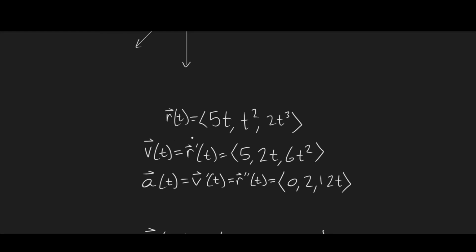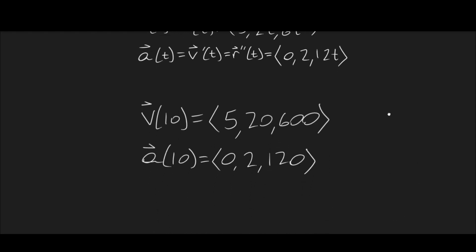And we can see that here. If r is 5t comma t squared comma 2t cubed, then v, the velocity, is going to be r prime, which is 5 comma 2t comma 6t squared. And the acceleration is going to be the derivative of the velocity, or the second derivative of r, which is 0 comma 2 comma 12t.